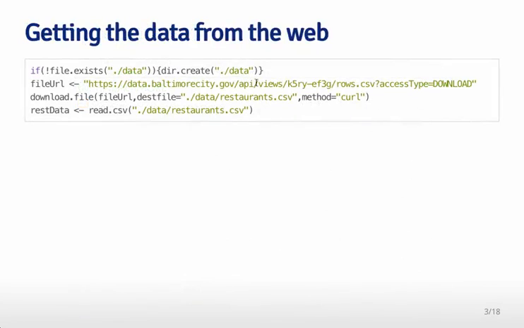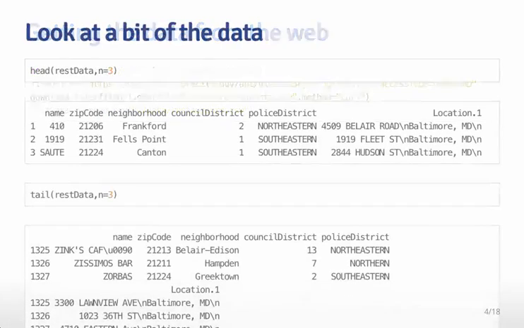And so we create a data directory. And again, this is the URL that points to the CSV version of the data set that we're going to be talking about, the Baltimore City data. And so we're going to download that file and then read it in with read.csv. So this is what you remember from reading data in from the internet sources.